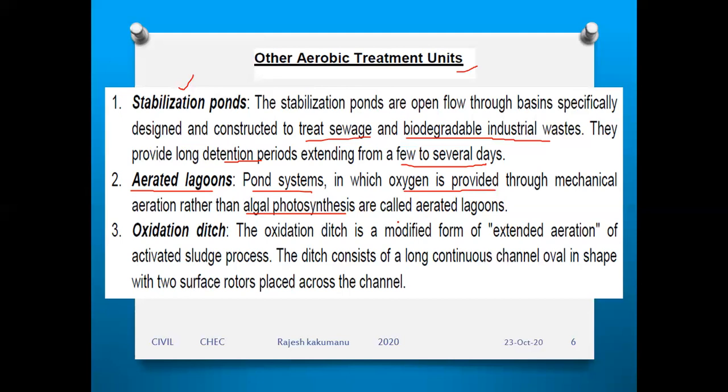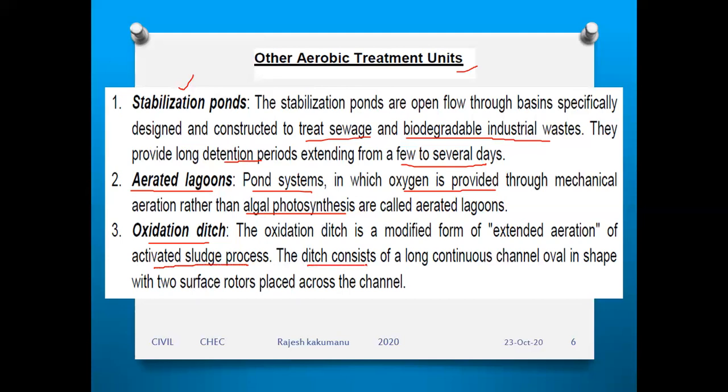Okay. Next, third one, oxidation ditch. So what is the oxidation ditch here? The oxidation ditch is a modified form of extended aeration. It is a modified form of extended aeration of the activated sludge process.